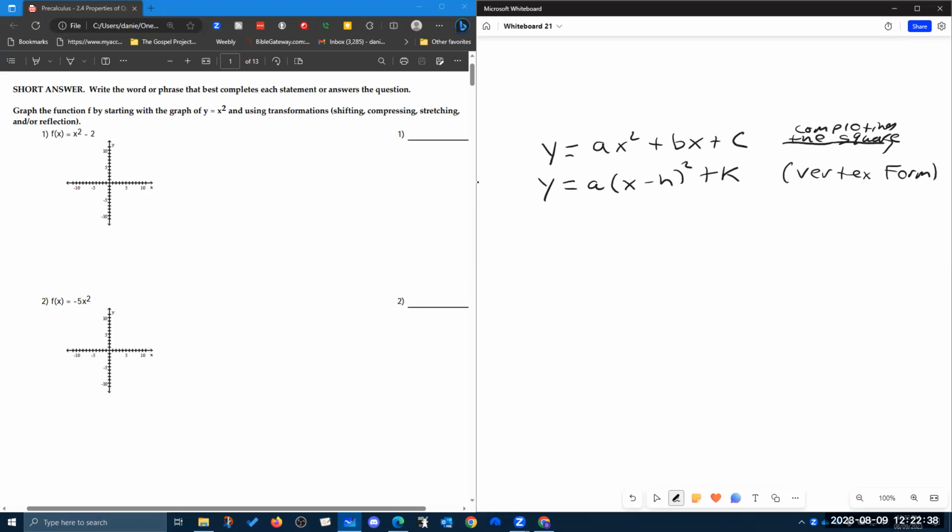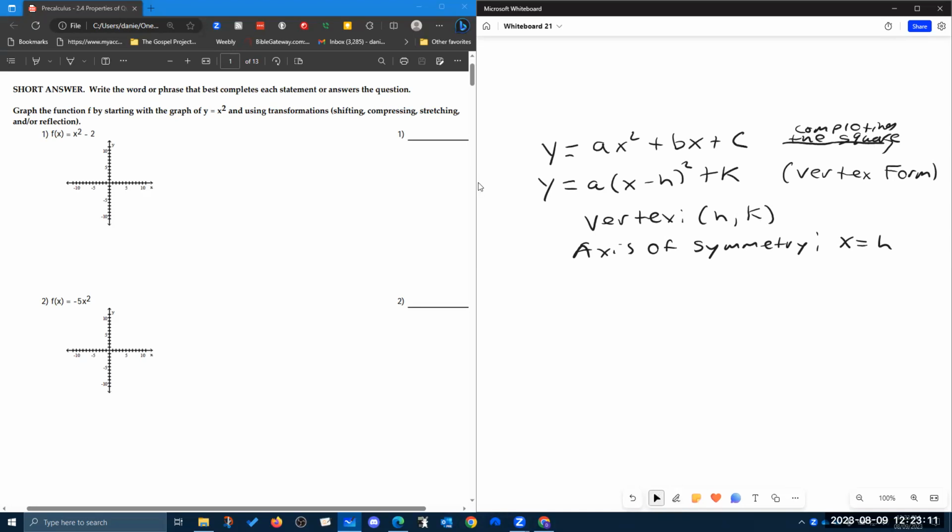Some important things to note when we have it written in vertex form is that the vertex of the parabola is going to be at (h, k). We're also going to know the axis of symmetry, which is going to be the equation x equals h. So we'll get some questions about those things as well.